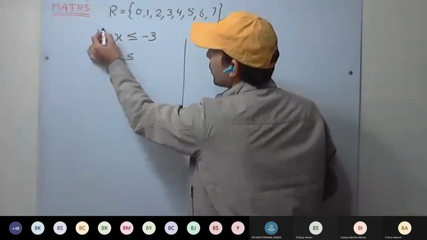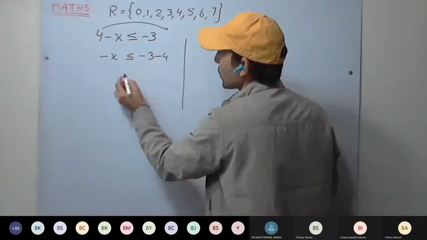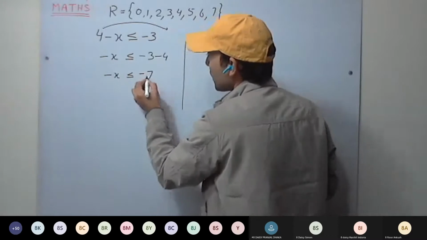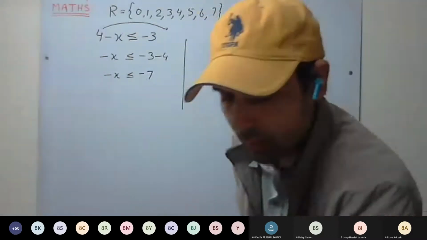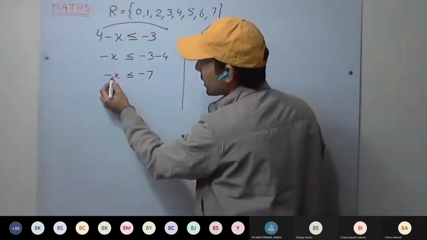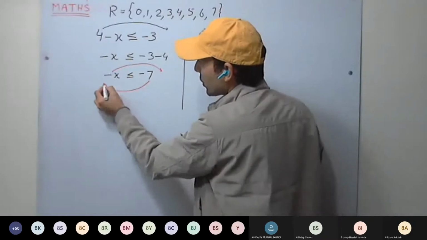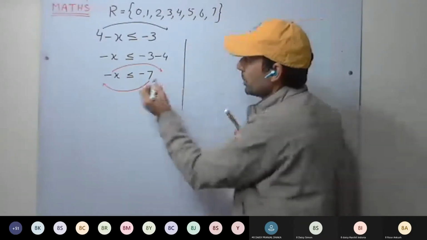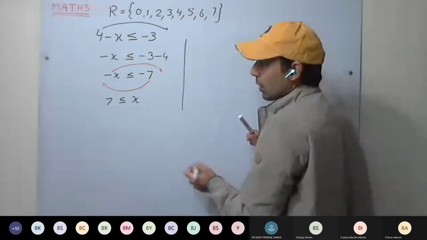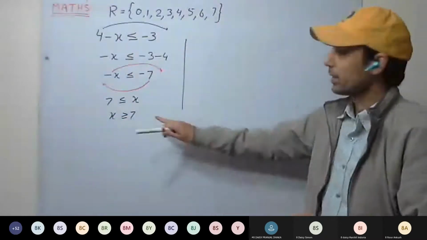So 4 we are taking on the right hand side. It will become minus 3 minus 4. Minus x less than or equal to minus 7. Understood this one? This we are getting, but we need x. So what will we do? This is minus x. We take it on the right hand side, and minus 7 we take on the left hand side. So it will become 7 less than or equal to x, or we can write x greater than or equal to 7. Okay, this is one way.